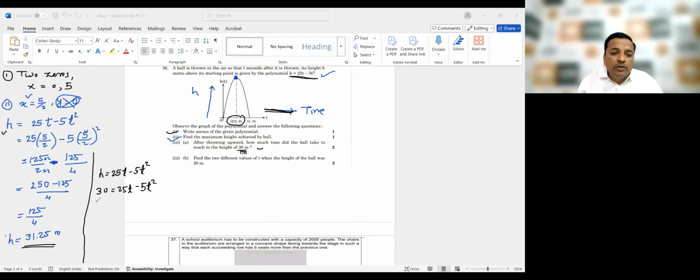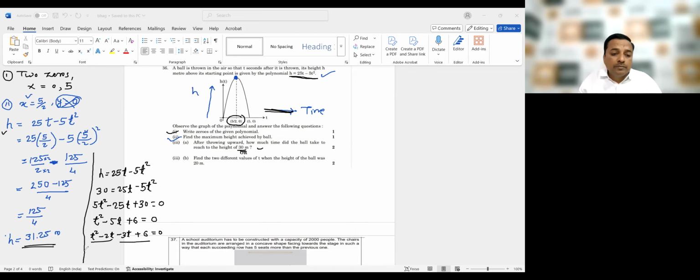Now we have to shift all the values: 5t² − 25t + 30 = 0. Divide the whole equation by 5. So t² − 5t + 6. Now we need factors of 6 that give 5: 3 and 2. So −2t −3t. See, minus times minus is plus, and −2 −3 is −5, and (−2)(−3) is 6.